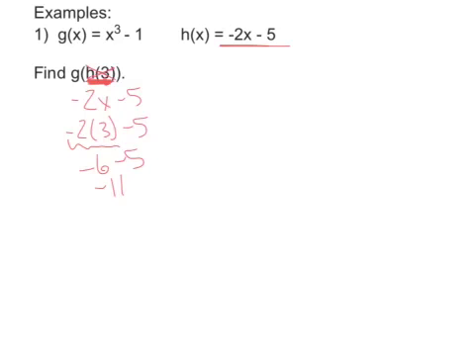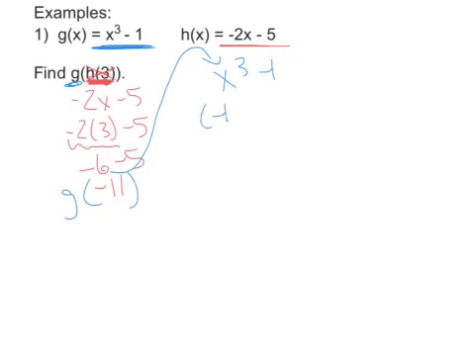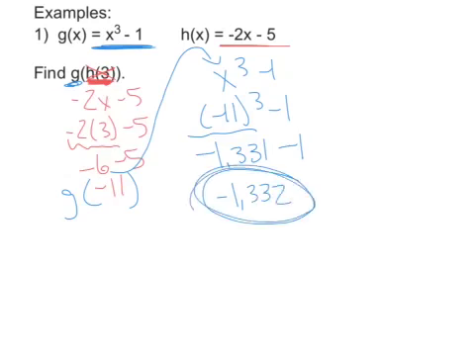But now notice we still have this g left over. So that means this negative 11 we're going to plug into the g function, which would be this x cubed minus 1. Okay, so one more time we're plugging in negative 11 there. So negative 11 cubed minus 1. So we're going to have negative 1,331 minus 1, which gives us negative 1,332, and that's our final answer.